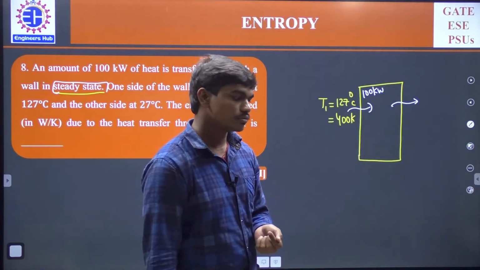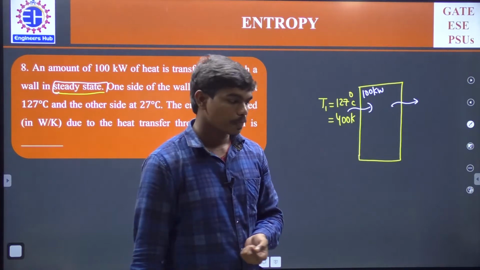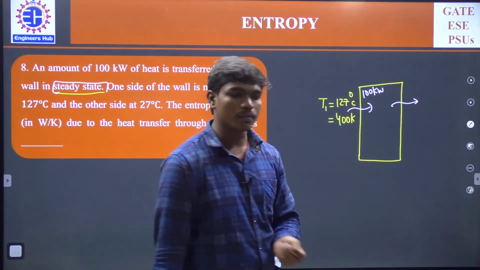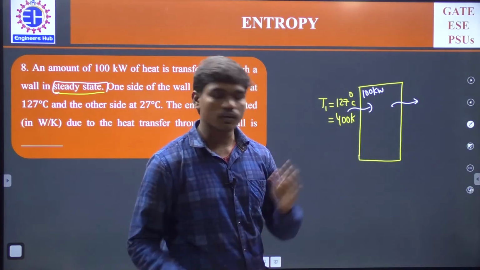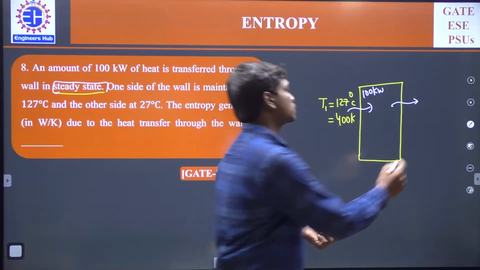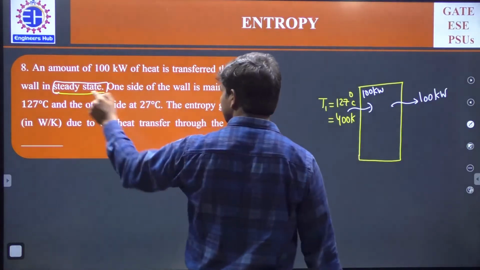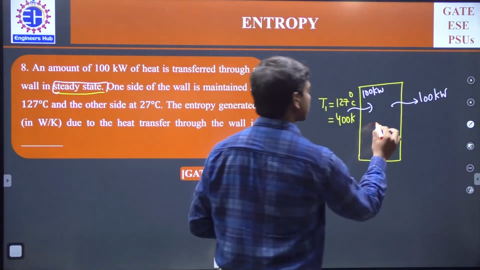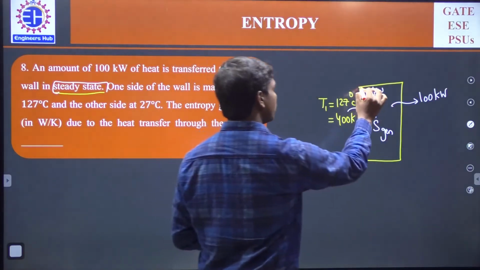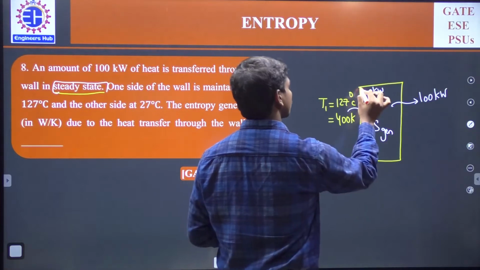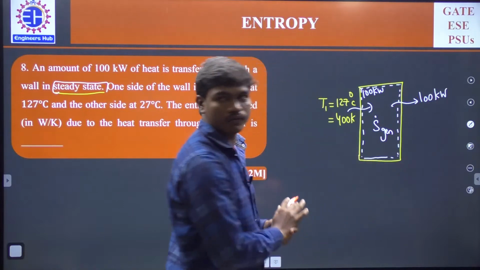If you apply energy balance in steady state, please respond. If 100 kilowatts is going in, what's the power that should come out of this wall? Same, correct? Because whatever energy is flowing in should come out at the end. So this is also 100 kilowatts, because this wall is in steady state. And let us suppose S dot gen is the entropy generation rate inside. Now this is our main point of interest, this wall that we are talking about.